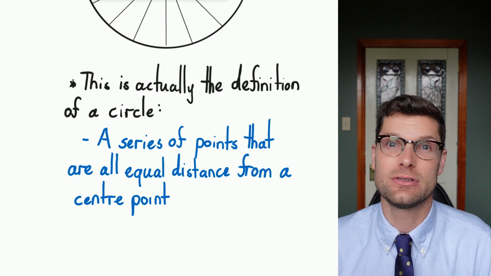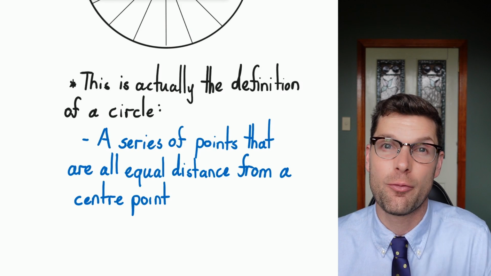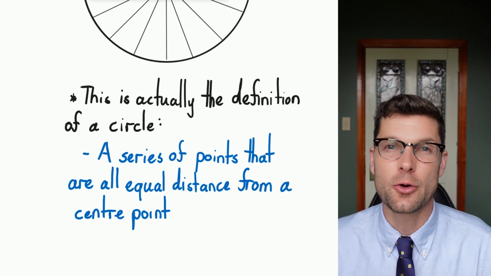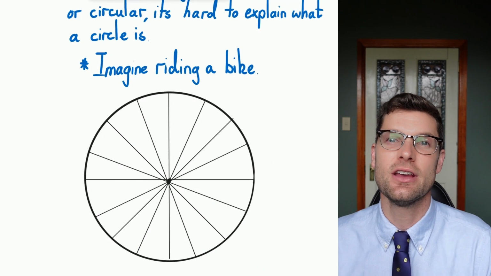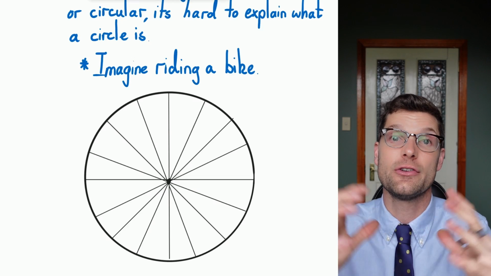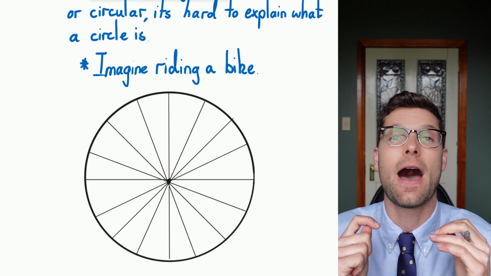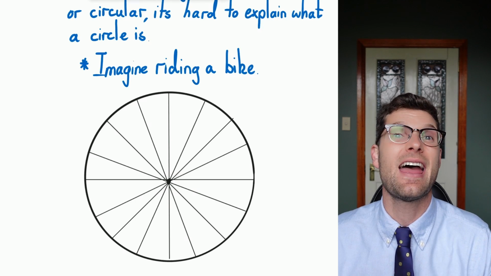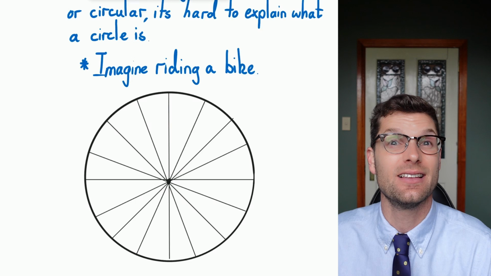The actual mathematical definition is that it's a series of points that are equal distance from the point in the center. So if we go back to our bike wheel analogy, you've got something in the middle, all the spokes that are coming off it are all an exact equal distance to the tire on the outside. And that's how we know that the bike wheel is a circle.